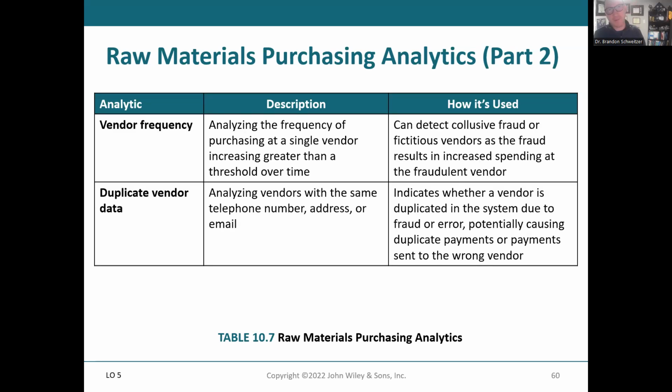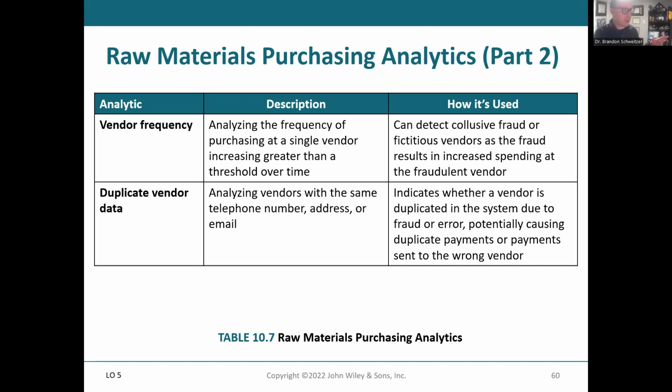The frequency of the vendor: how often are we purchasing from that vendor over time? And of course, duplicate vendor data. Be really careful about duplicate data, especially in your AIS when it comes to your vendors. It can be extremely risky.